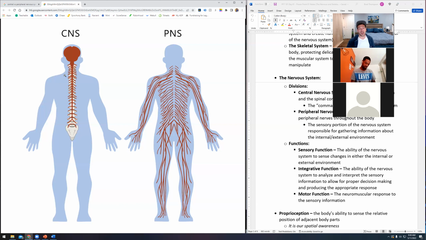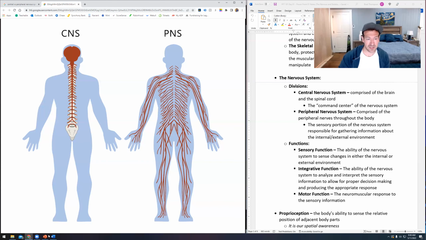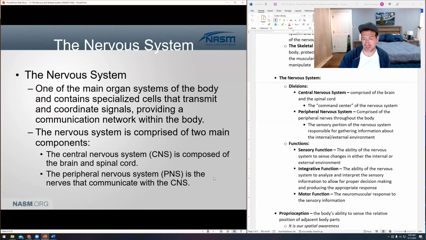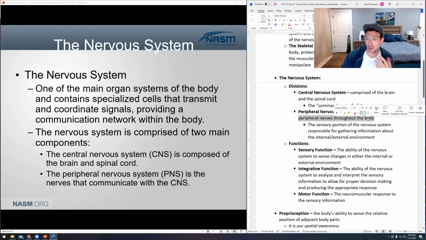Now, here's the thing. All of this has to control your muscles, which are not exactly close to the brain. Think about how far away your calf muscles are. They're not close, right? So we have to have all kinds of other nerves connecting from the brain down to these more peripheral parts of our body. And that's where our PNS comes from. That's your peripheral nervous system. The peripheral nervous system is comprised of all the peripheral nerves running throughout your body. So information has to get to the brain, and information has to get from the brain.